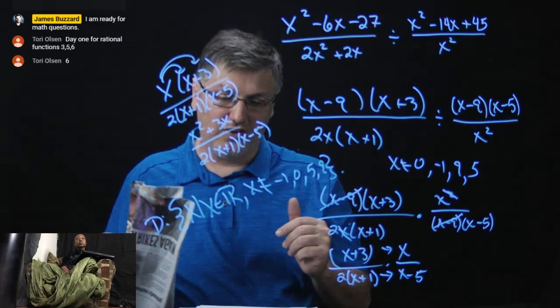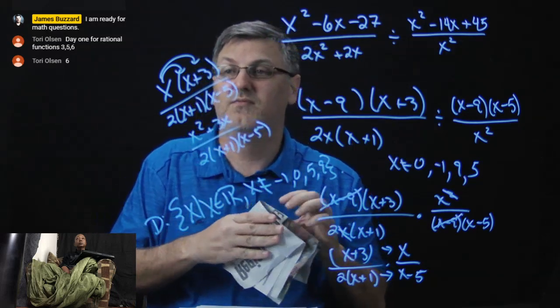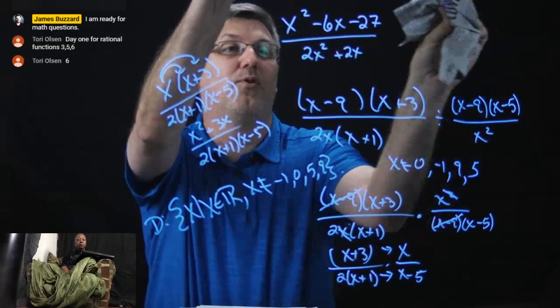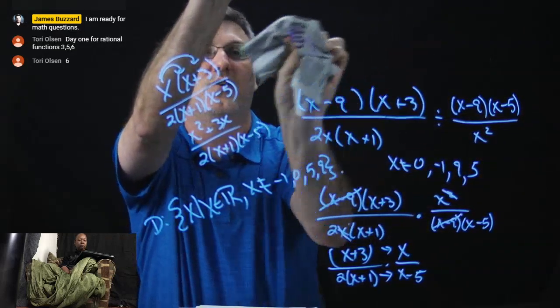Number 5 is already easy because it's already factored. What else? What else? What else? Well, there's 5 people already in here now. Well, you're 1, so 4.